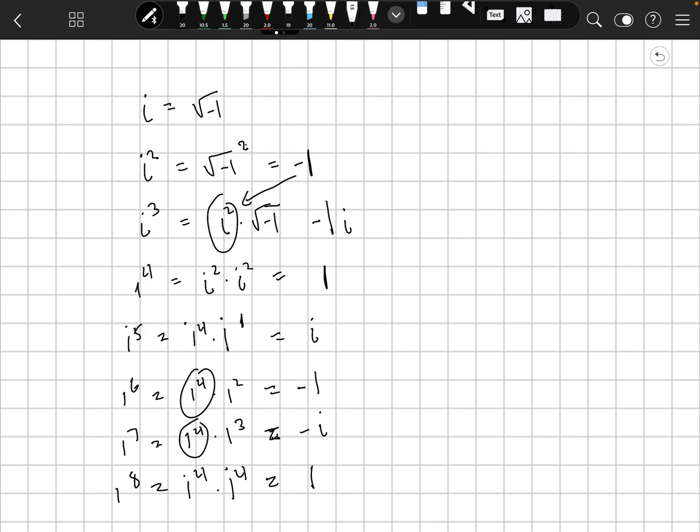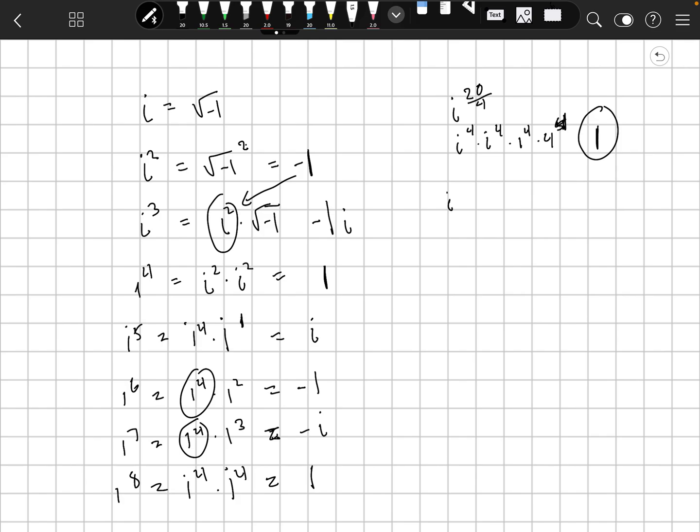Maybe you're seeing a pattern come up. Let's skip around a little bit. Let's go i to the 20th. Well, let's divide by 4. 20 divided by 4, we get i to the 4th five times. In other words, we're saying if it's divisible by 4 with no remainder, then we get 1 times 1 times 1 times 1 times 1. So if it's divisible by 4, we get an answer of 1.